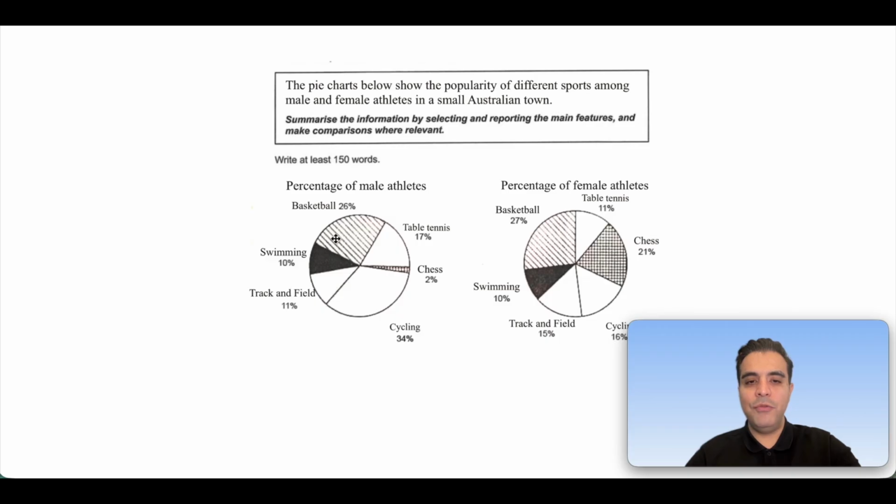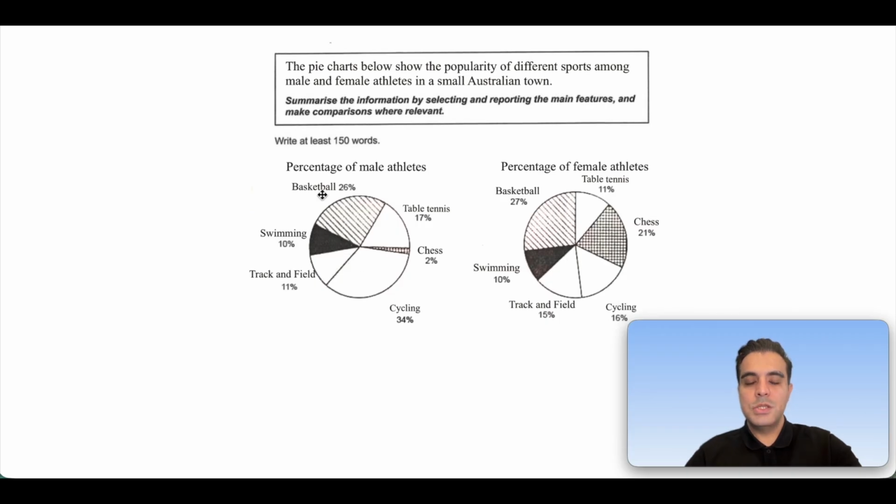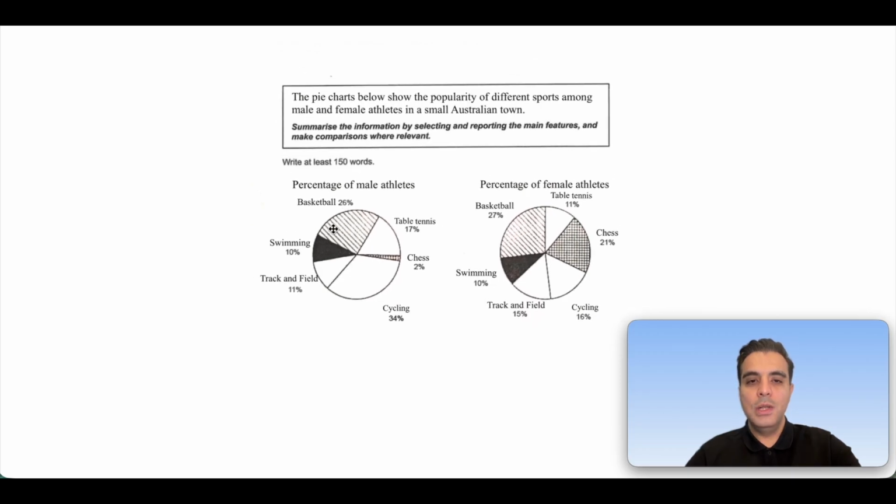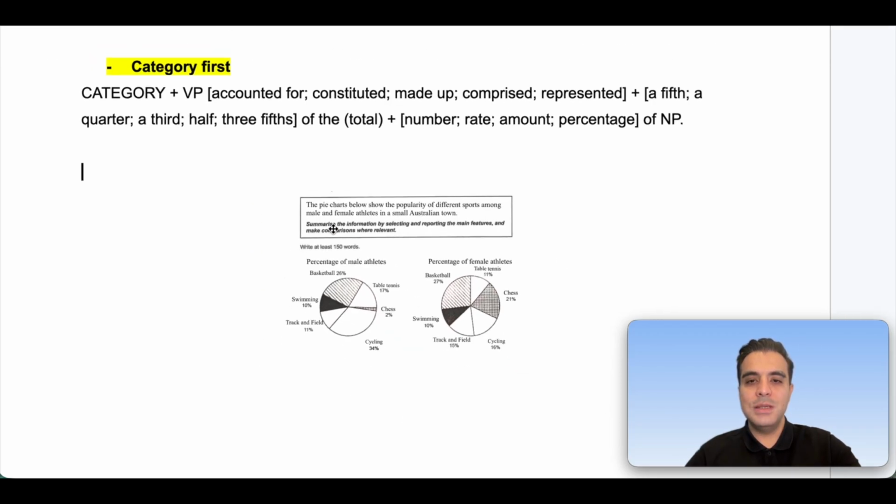Now, can we find some kind of proportion? So 26% is a little over a quarter, right? So we have 100% total. 100% was the total number of male athletes who performed different kinds of sports. And of that total number, 26% were interested in basketball. So that is a quarter of the total. So let's try to use this information to come up with a sample sentence.